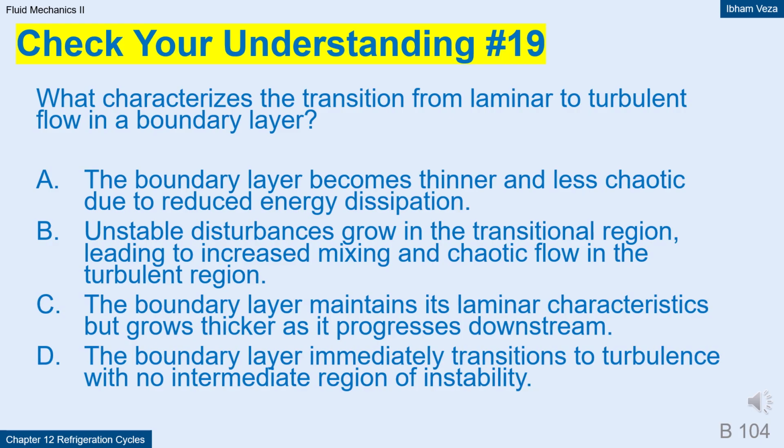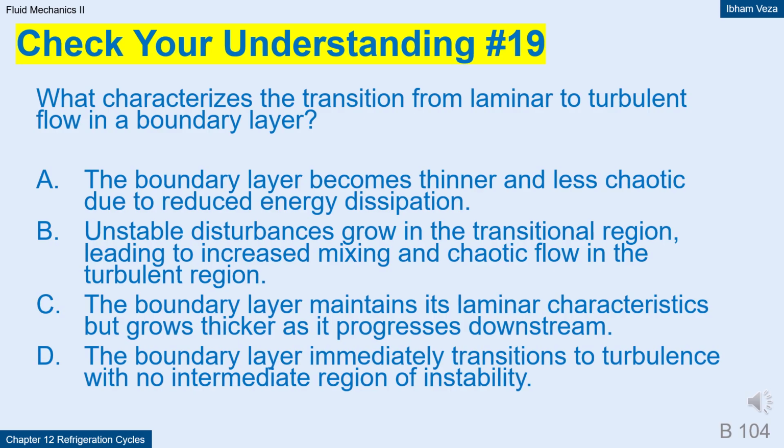Check your understanding number 19. What characterizes the transition from laminar to turbulent flow in a boundary layer? B. Unstable disturbances grow in the transitional region, leading to increased mixing and chaotic flow in the turbulent region.